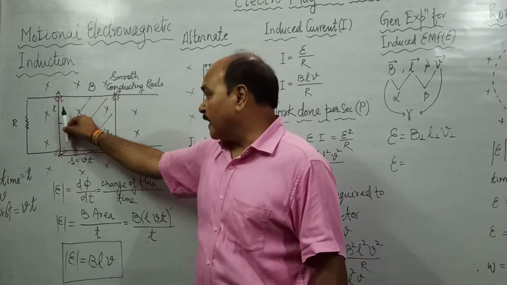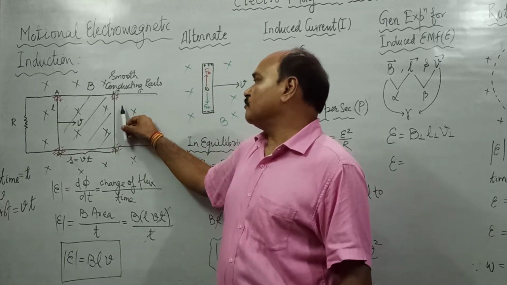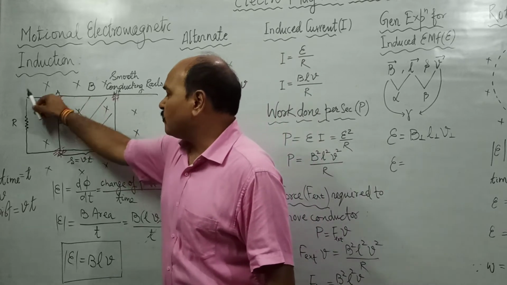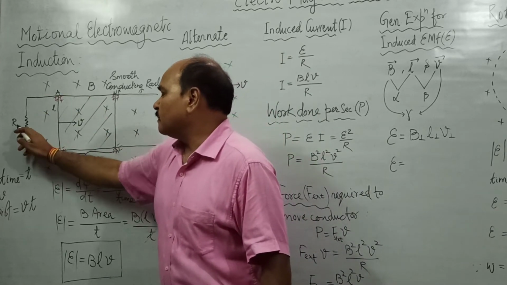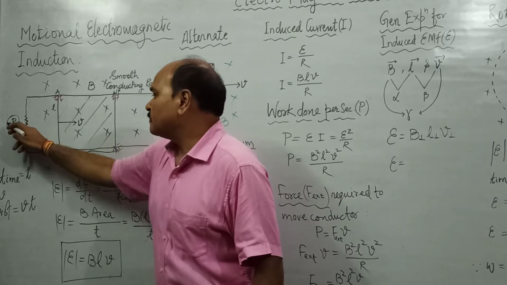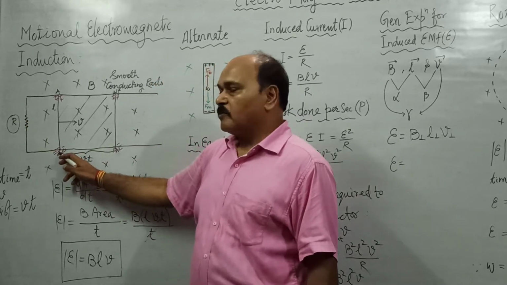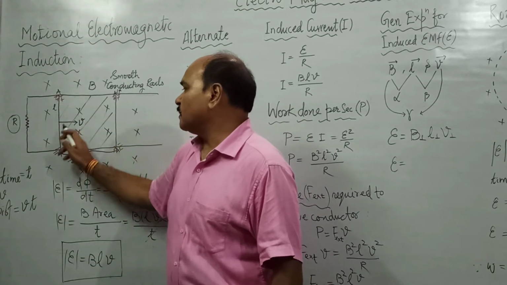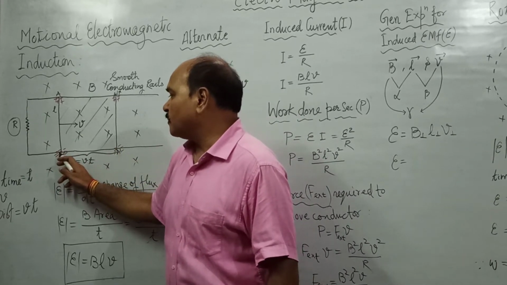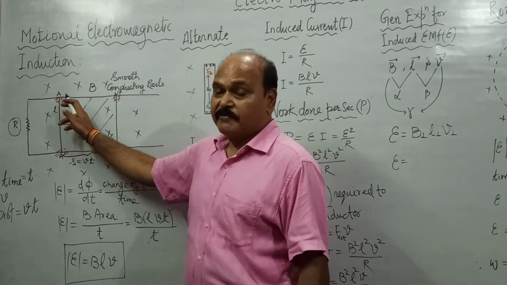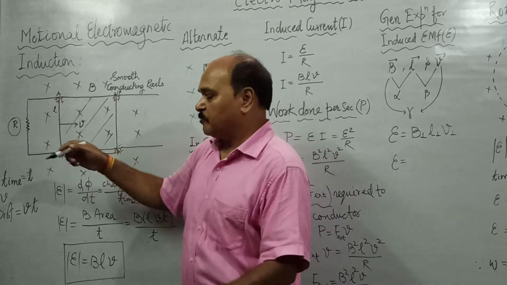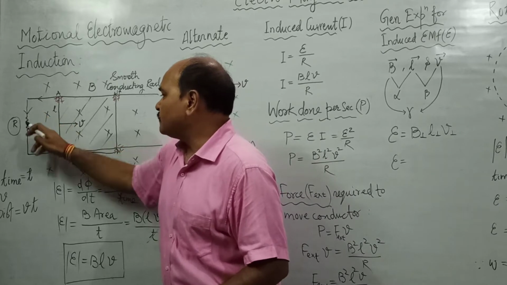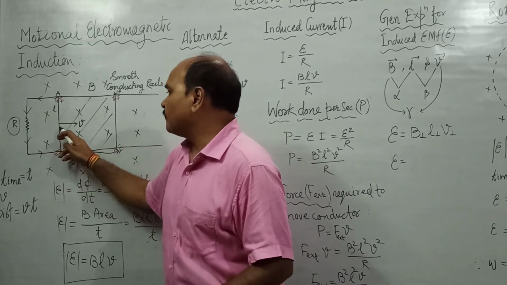As this conductor slides over these smooth wires parallel to each other, the two ends are always in contact with each other and there is a resistance R connected. So what happens? This is the electron excess end, negative, and this is the positive end. So electrons move from here to here. As electrons move from this electron excess end to this electron deficient end, the current flows in the opposite direction. So the current flows like this. As we connect this resistance R, the current flows like this.